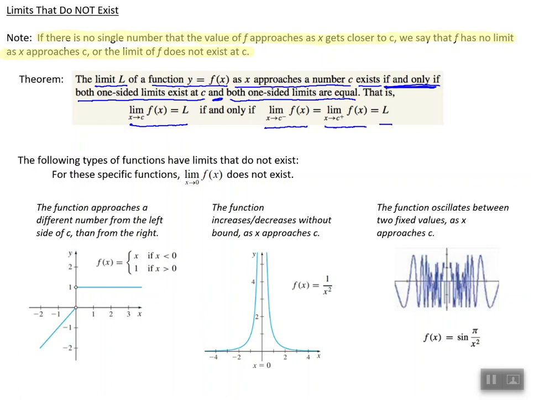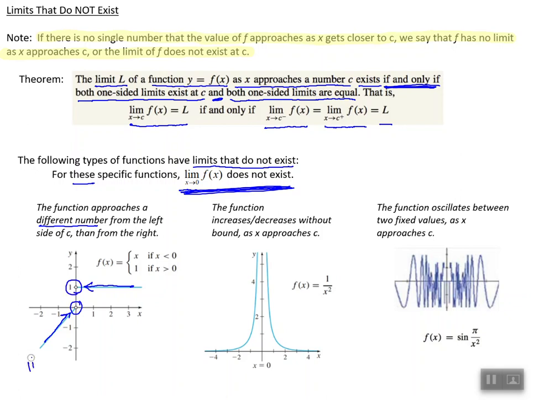Let's take a look at the following types of functions who have limits that do not exist. For these specific functions, the limit as x approaches 0 of f of x does not exist. First situation, the function approaches a different number from the left side of c than from the right. Notice that coming from the left side of c, it looks like the function is headed towards 0. Coming from the right side of c, it looks like the function is headed towards 1.